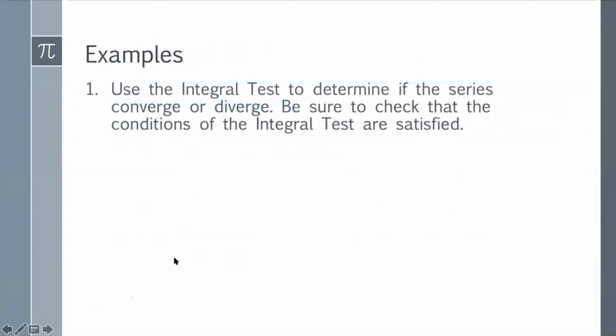Okay. All right, so now we get to some examples, and I think these examples will keep us busy for the rest of this section. In the first 2 examples, we're going to use the integral test to determine if the series converges or diverges. And we need to check that the conditions of the integral test are satisfied. So I will talk you through those. Here are the 2 examples.